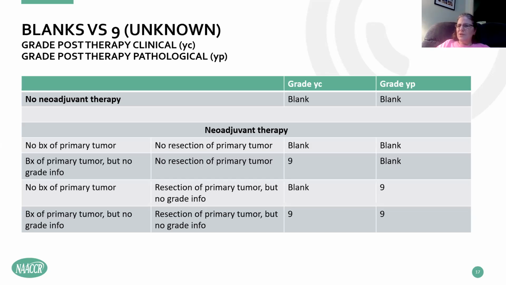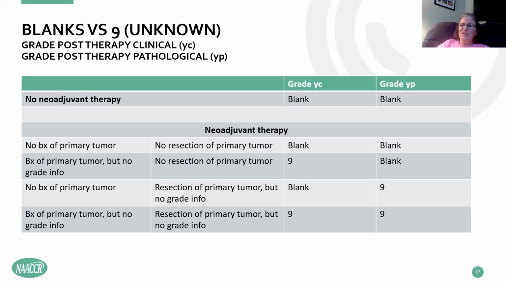Other times you'll have your neoadjuvant therapy, then you have a biopsy of the primary tumor, but there's no grade information. In that case, you would code a 9. Once again, if you have no resection of the primary tumor, you leave it blank. Then we go back to you have a situation of no biopsy of the primary tumor, and there's a resection of the primary tumor, but no grade information. So you would have a blank and a 9.